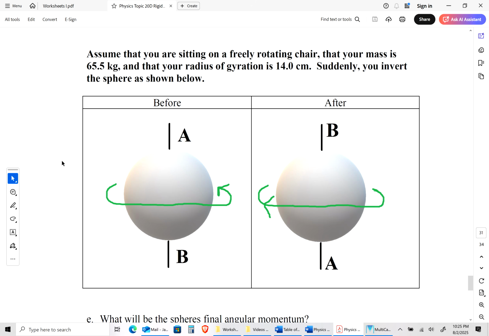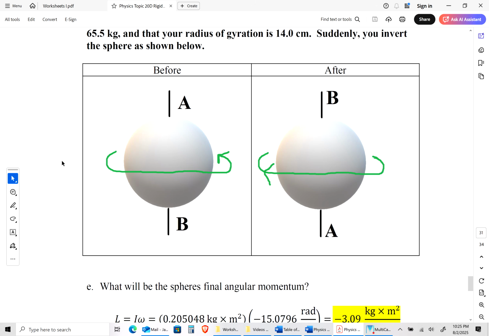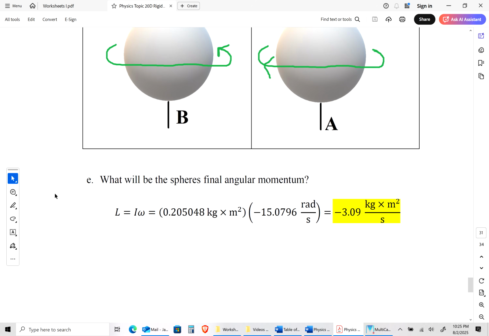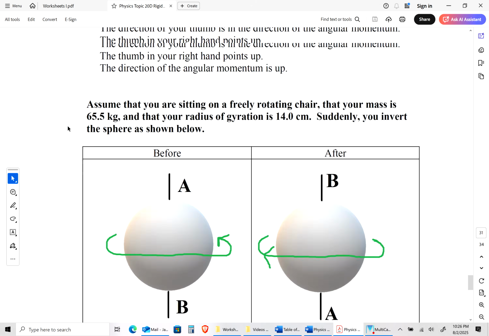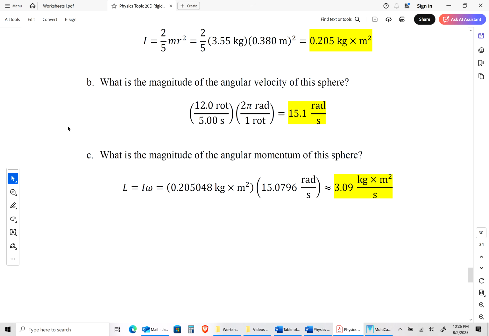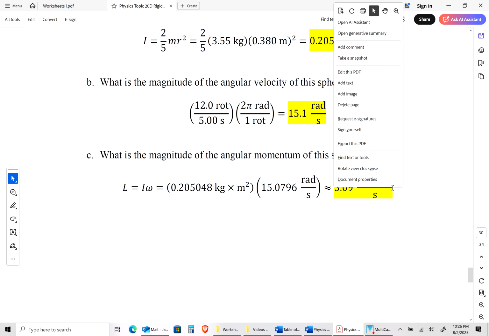Assume that you are sitting on a freely rotating chair, that your mass is 65.5 kilograms, and that your radius of gyration is 14 centimeters. Suddenly you invert the sphere as shown below. Part E, what will be the sphere's final angular momentum? Well, you just flip it. So it becomes minus 3.09. Originally we had plus 3.09.